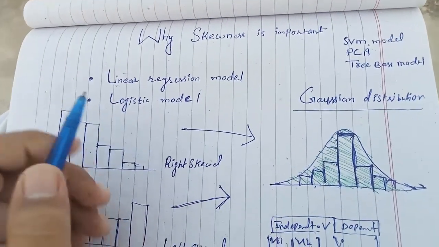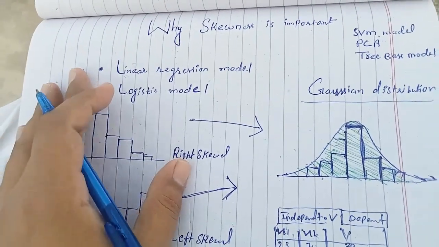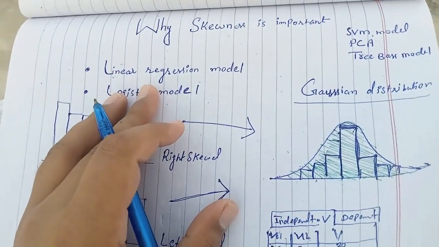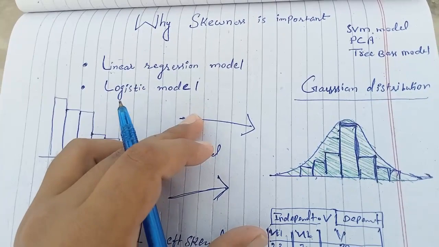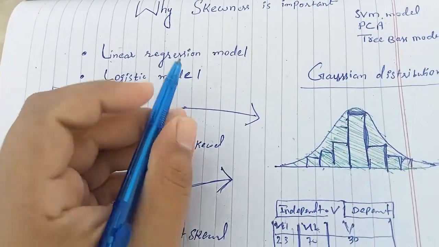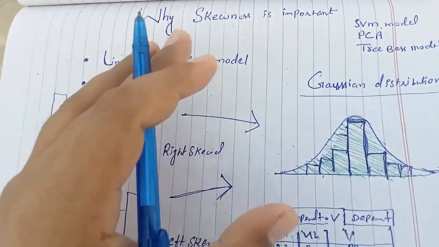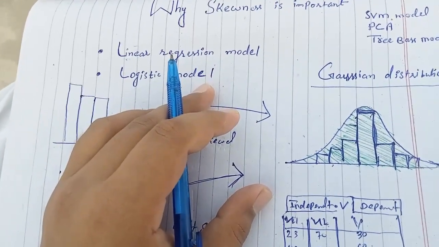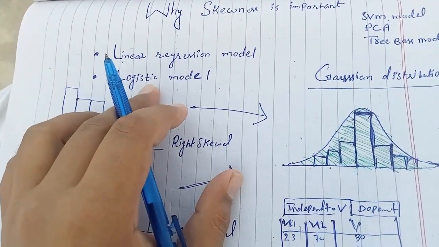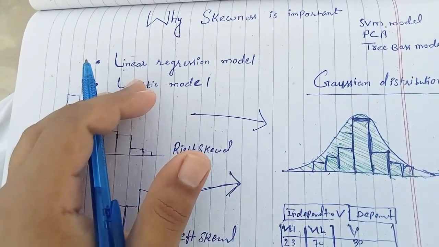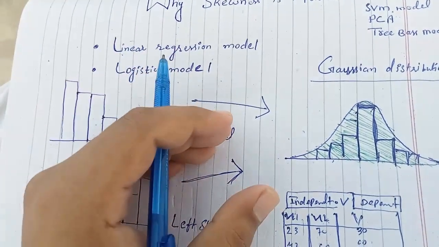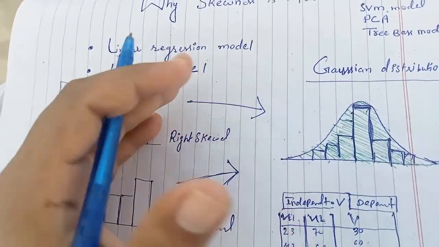Why is skewness important? For some machine learning models, like the linear regression model and the logistic model, there are assumptions. Before we use these models, they will perform better if the data follows the assumptions.